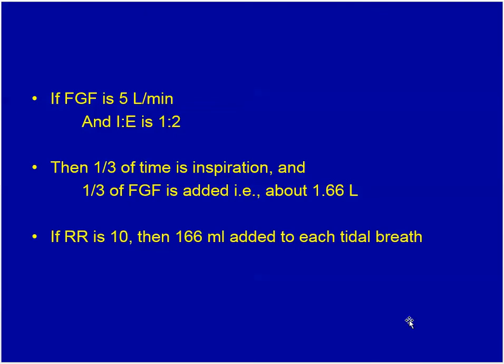For example, if the fresh gas flow is 5 liters a minute and the I to E is 1 to 2, then 1/3 of the time is inspiration and 1/3 of the fresh gas flow is added, or about 1.7 liters per minute. If the respiratory rate is 10, then 160 cc's is added to each tidal breath.